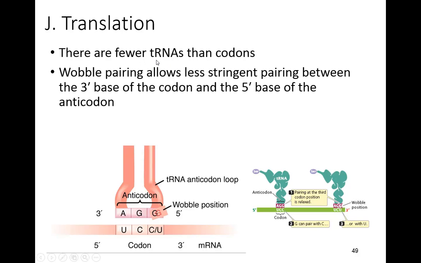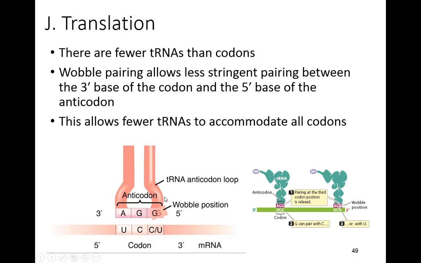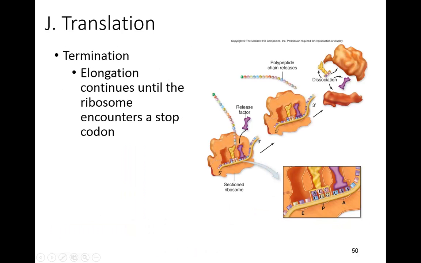But there are fewer transfer RNAs than codons, and that's because that third position there allows for wobble pairing. Basically, that third part of the codon does not have to be a perfect fit. And that's why multiple anticodons can attach to a different codon, and it requires fewer tRNAs.